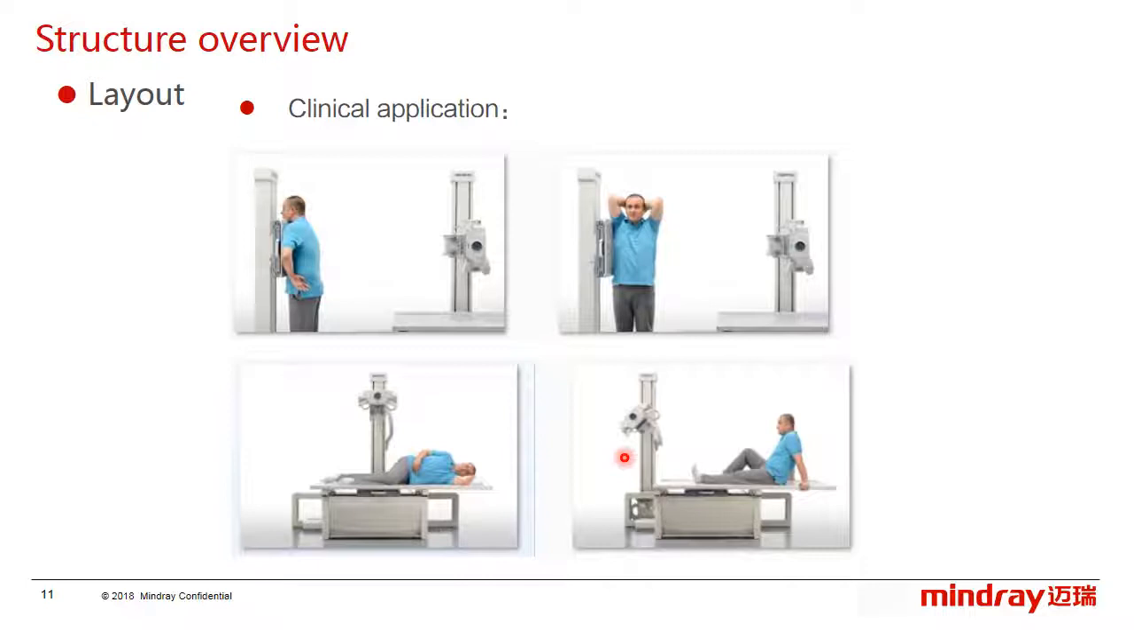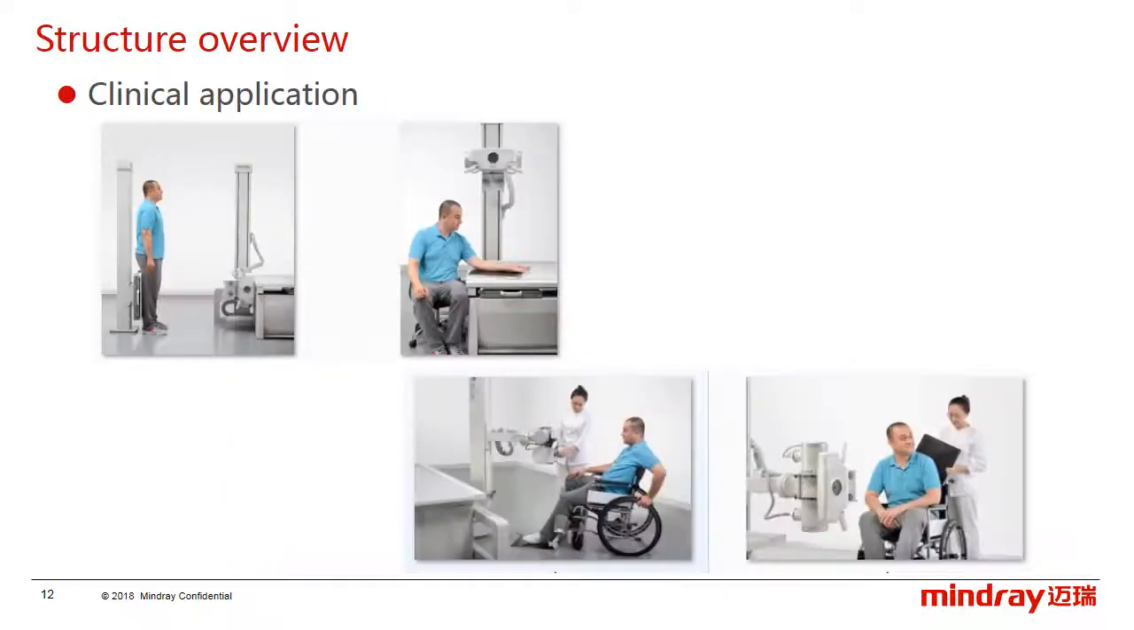Next is about the clinical application. As we know, 280 is a full manual system, so it is convenient to position different patients, like chest position. Furthermore, if the patient is in a wheelchair, the tube stand can be rotated 180 degrees like the pictures. This makes it simple and easy, convenient for the operators and the patients.